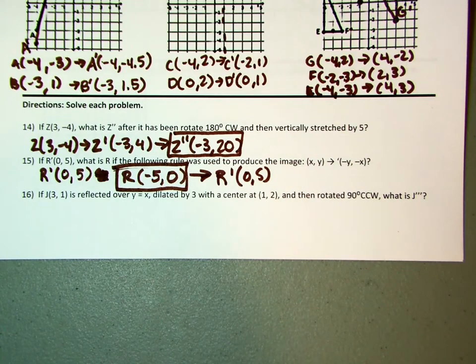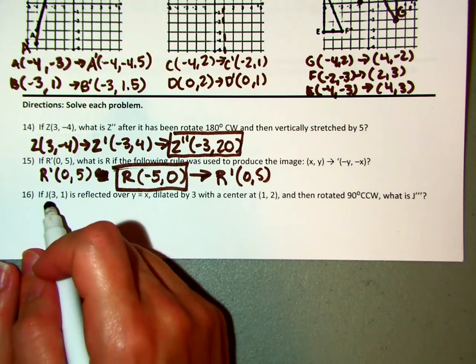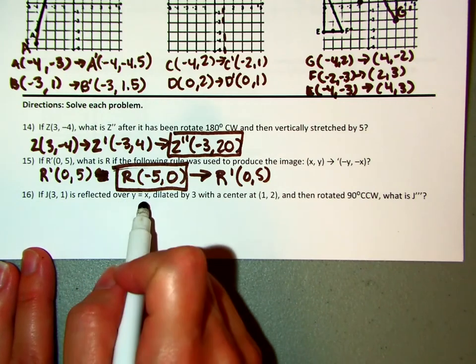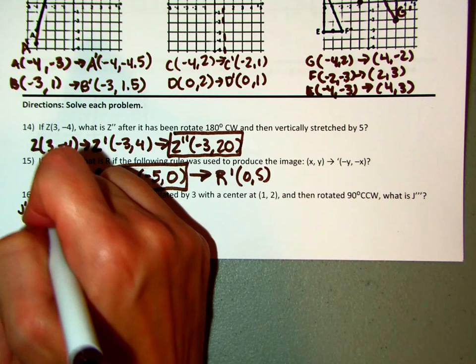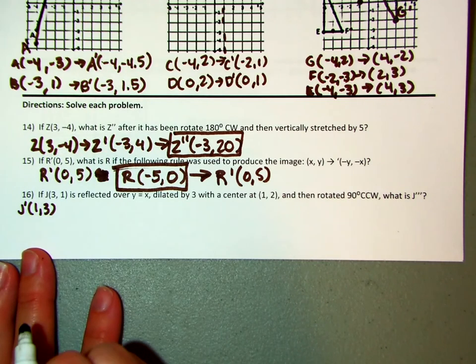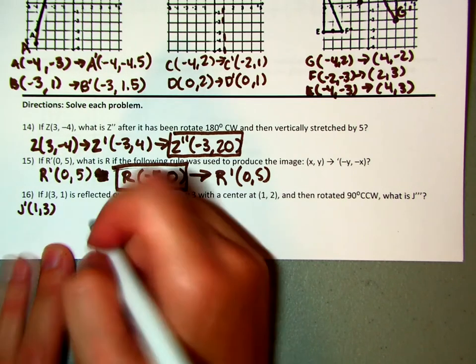On number 16, it says we're going to reflect j, which is (3, 1). Then we're going to dilate it with the center, and then we're going to rotate it. So we're looking for j prime prime. So first thing we do when we reflect it over y equals x is the x and the y here switch. So j prime is now going to be at (1, 3). Then we're going to dilate it by 3, but the center has moved.